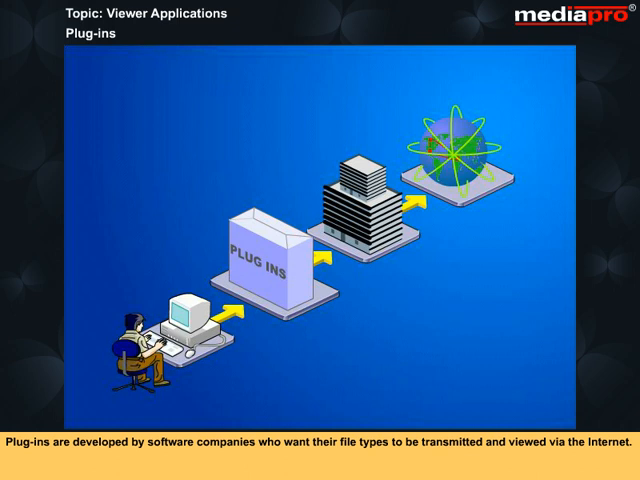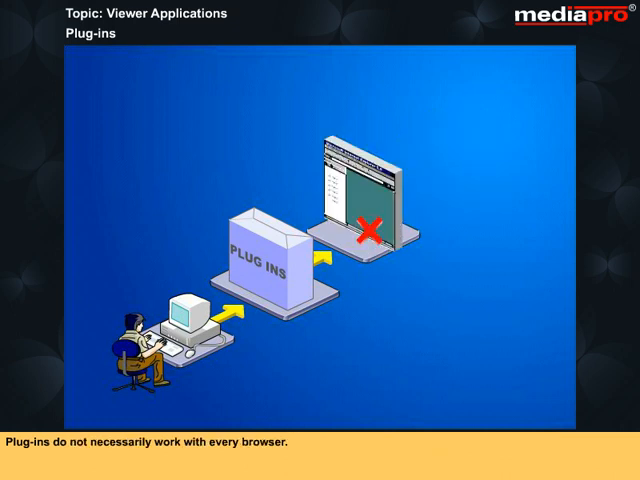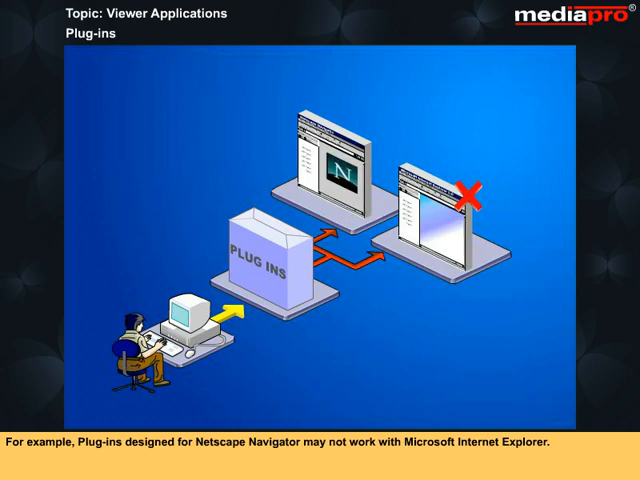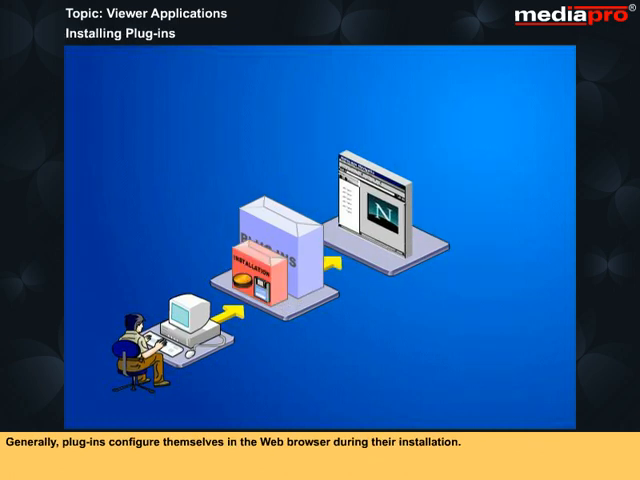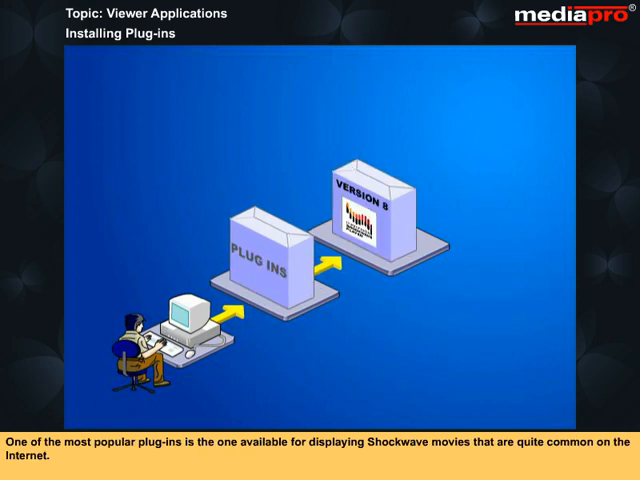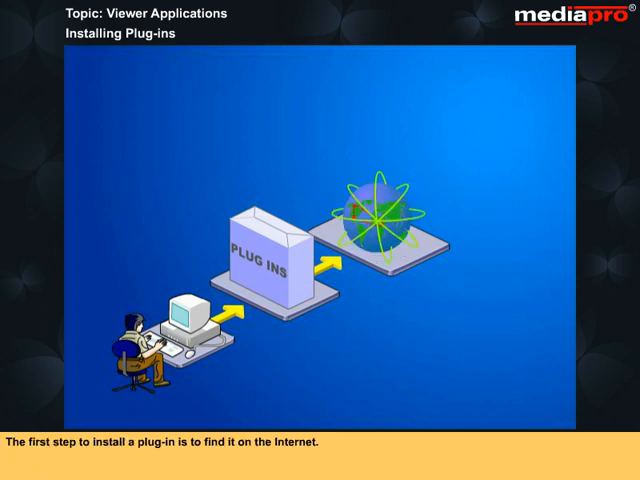Plugins are developed by software companies who want their file types to be transmitted and viewed via the internet. Plugins do not necessarily work with every browser. For example, plugins designed for Netscape Navigator may not work with Microsoft Internet Explorer. Generally, plugins configure themselves in the web browser during their installation. One of the most popular plugins is the one available for displaying shockwave movies that are quite common on the internet. The first step to install a plugin is to find it on the internet.